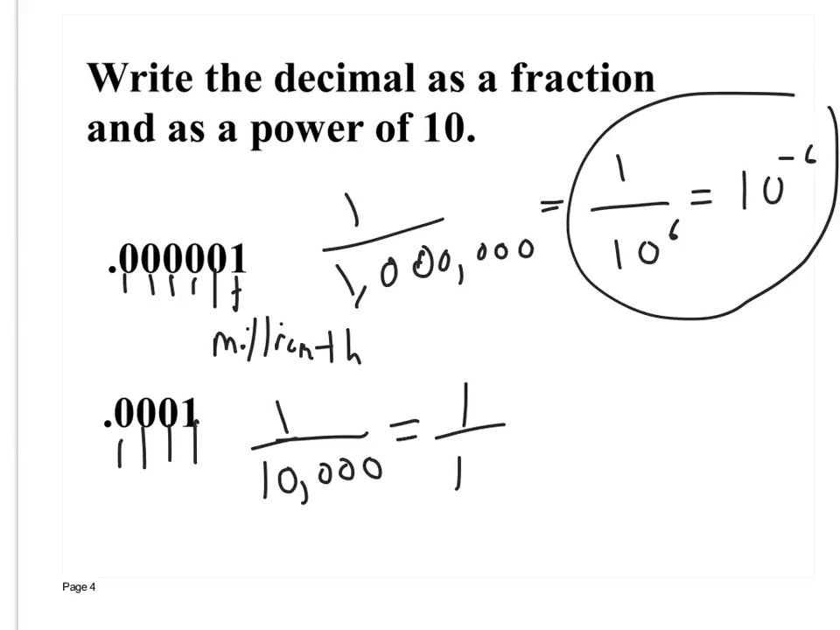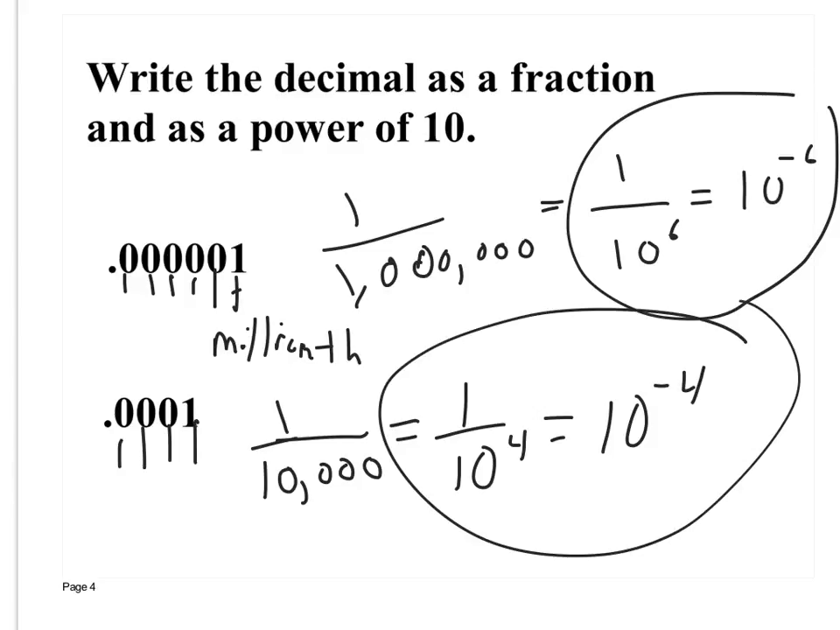Now I need to write it as a power of 10. So, let's go, William. What power would I raise this to? 10 to the negative third. No, just what exponent do I need for the 10? How many zeros are in 10,000? 4. So what exponent would I need? 10 to the 4th power. So the exponent would be a 4. And then I need to rewrite it using a negative exponent, so 10 to the negative 4. And there's my two answers. Any questions?